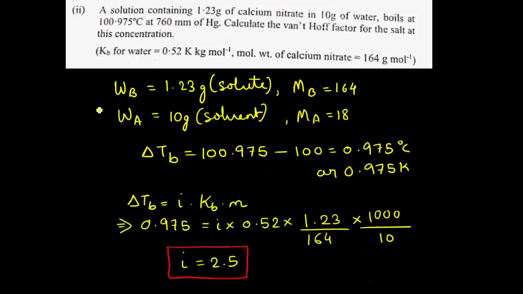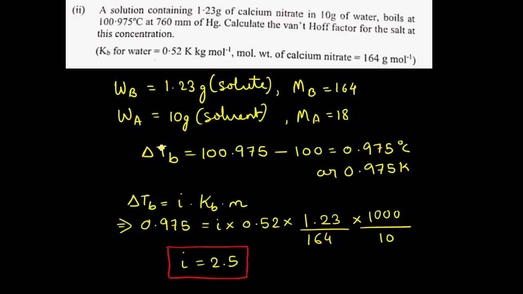Next, a solution containing 1.23 gram of calcium nitrate. So let's just place our data. What have we got here? Wb is the weight of the solute, which is 1.23 grams. Mb is the molar mass of solute, which is 164 gram per mole. Wa is the weight of the solvent, which is water, and that's given as 10 grams. Ma is the molar mass of water, and that's 18 grams.